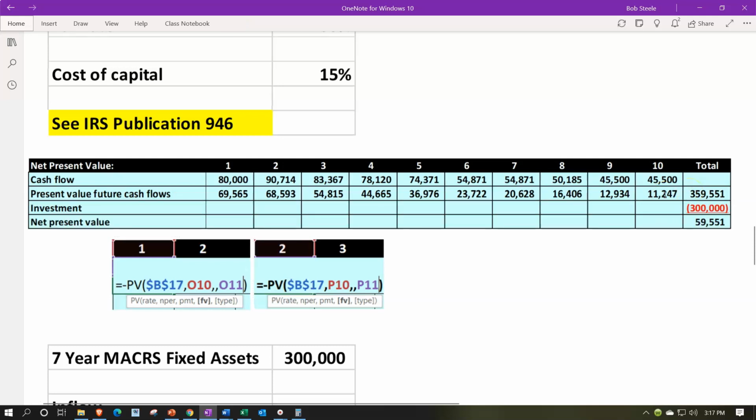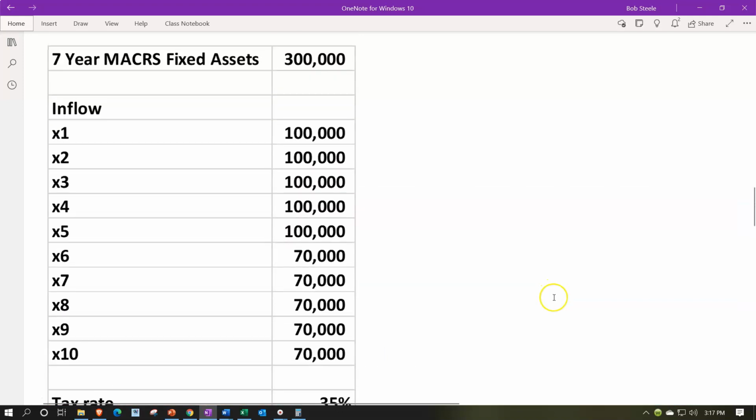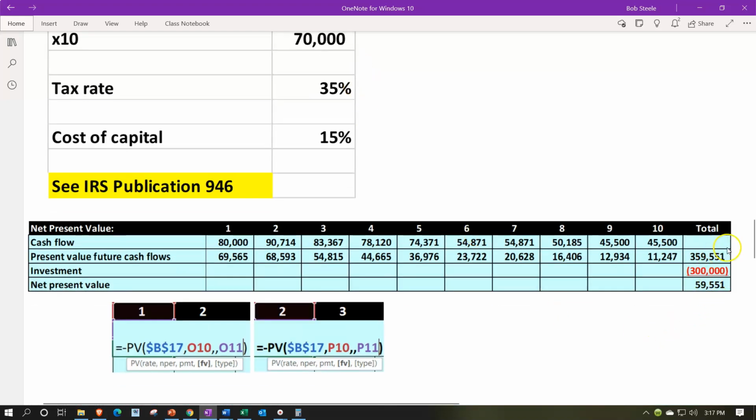Comparing that then to what we put down up front, period 0, which doesn't need present valuing due to it being in period 0, 300,000, means that we subtract these out, we get a positive 59,551. Anything above 0 would mean that we cleared our cost of capital, which is our required rate of return, we're saying here, of the 15%, and therefore may accept the project.